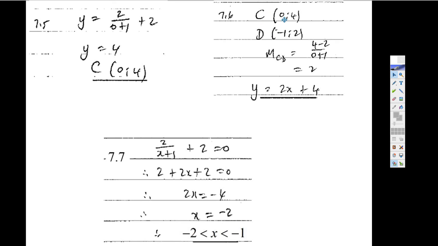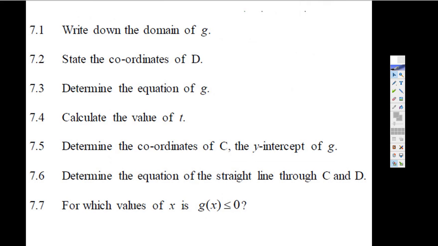So there's the point, 0 and 4. Minus 1 and 2. You subtract the y-coordinates over the x-coordinates subtracted. 0 minus 1 is 0 plus 1. That gives you a gradient of 2. So the line is y equals 2x, and the y-intercept is 4. So you put a 4 right there. y equals mx plus c. Since we have the y-intercept, we've got the equation of the line.